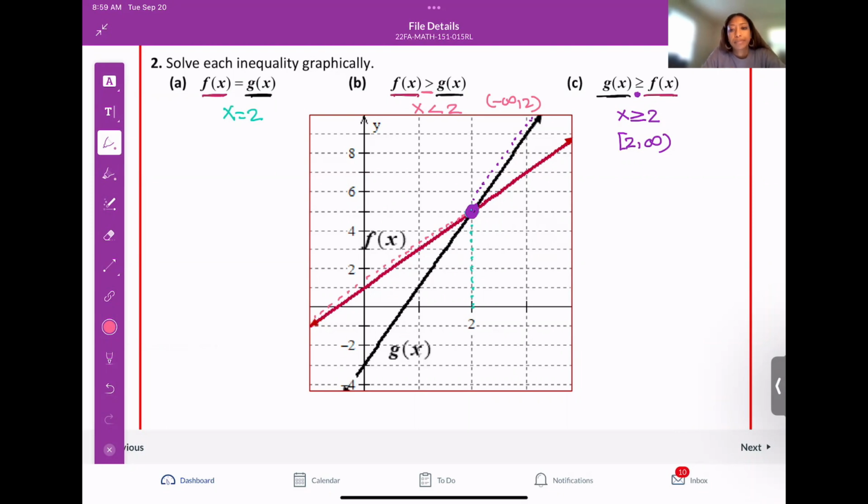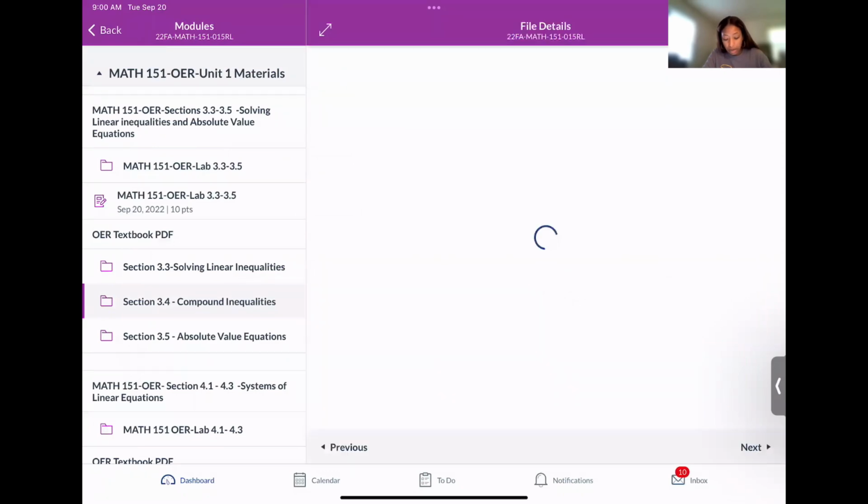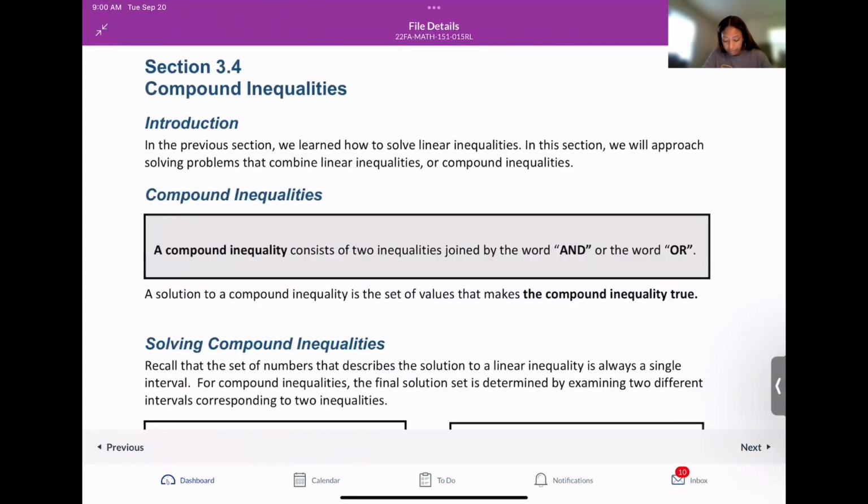In section 3.4, we talk about something called compound inequalities, which is basically two inequalities in one. So you're solving two inequalities at the same time. We're going to do a couple of examples of that, and then we're going to move on to talk about absolute value problems, which you have to use inequalities to solve. So let's look at one example from section 3.4 with our compound inequalities.